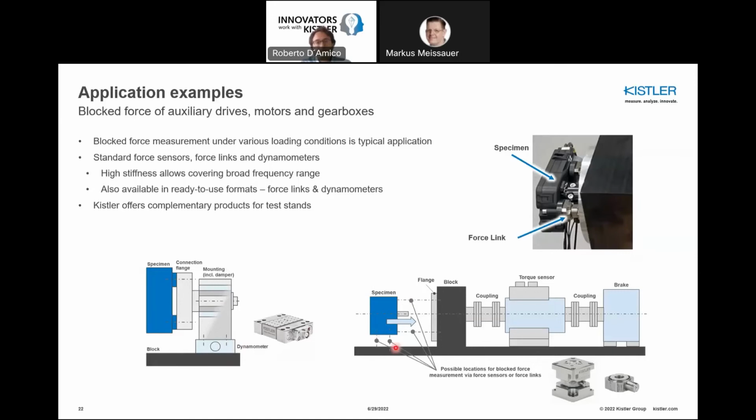Otherwise, you can have a specimen which could be an auxiliary drive, a small motor that gets connected to a block. And in between the specimen and the block, you can have a force link, which is basically ready to be mounted. You see here in this picture. And thanks to that, you can measure the blocked force between the specimen and the block when the small bench is basically regulating the performance of the specimen. So you would have a torque sensor, brake, and so on.